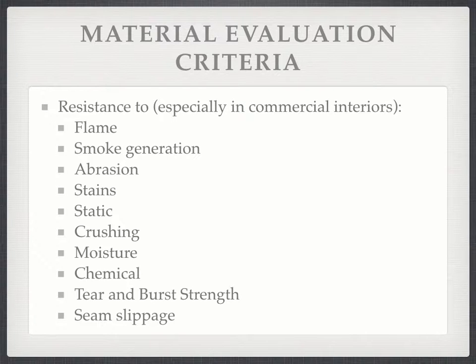So first you want to evaluate for flame. We talked about some of the testing that is done for flame, but common sense, fibers and textiles should not support a flame. Then smoke generation. Even if a textile does not support a flame, so it does not light on fire, smoke can still generate and obscure people's vision as they're trying to exit, which makes it extremely dangerous. It can also release toxic gases and chemicals.